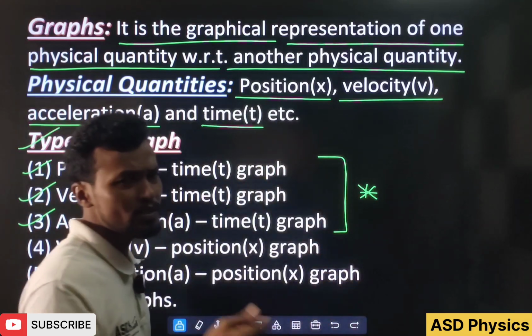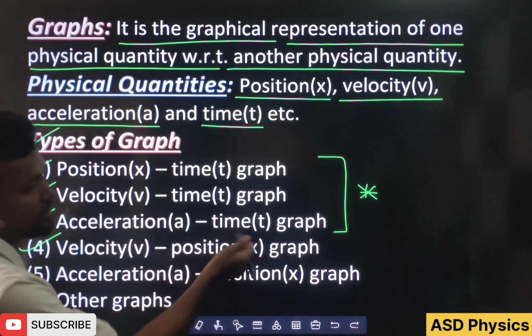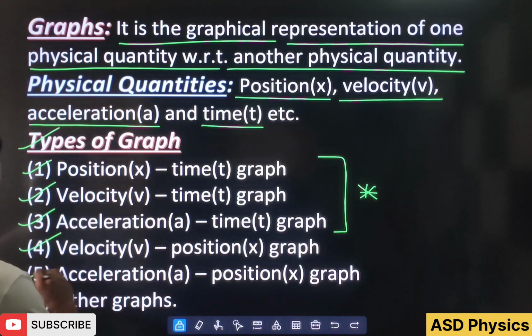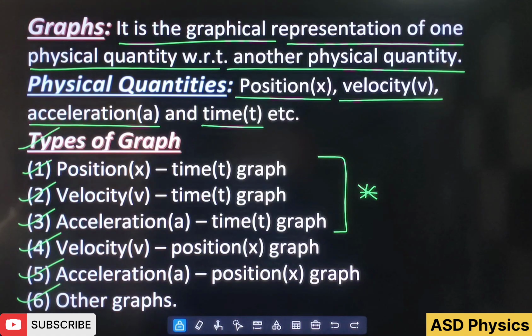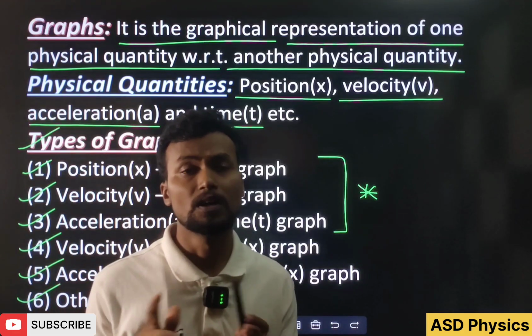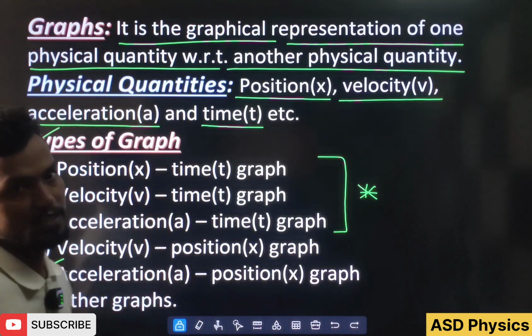After that, multiple types of graph are possible, like the velocity position graph, or the acceleration position graph, and other graphs also, okay? By taking any two physical quantities, we can draw a graph. So this is the basic of the graph. Now we are going to learn these graphs one by one.